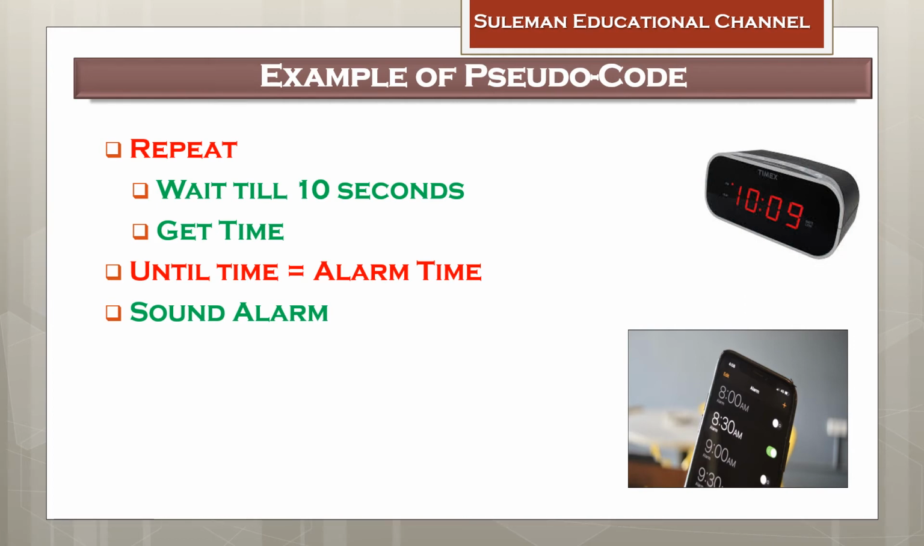Repeat, wait till 10 seconds clearly shows that it will wait for 10 seconds, after which it will get time and then compare the time with the alarm time set. If the value is true, then it will sound the alarm. If the value is false, it will continue the process of waiting for 10 seconds and get time and then compare the time.